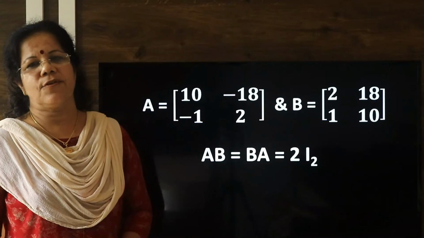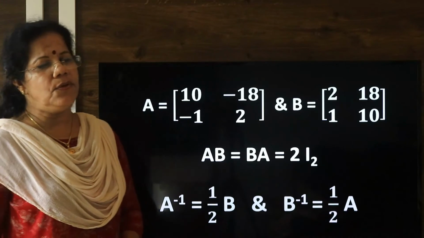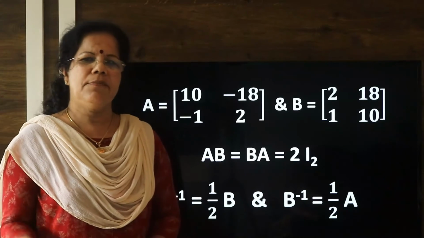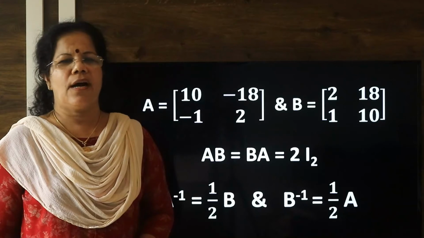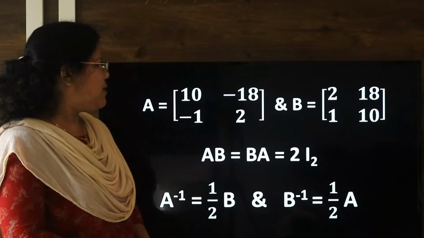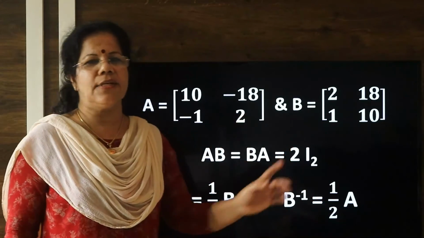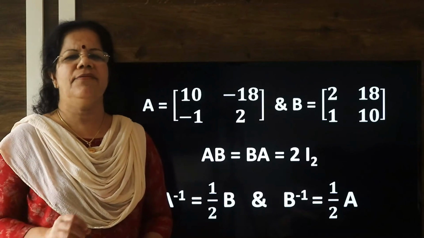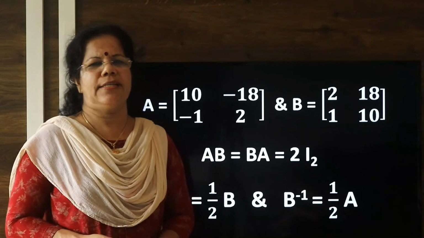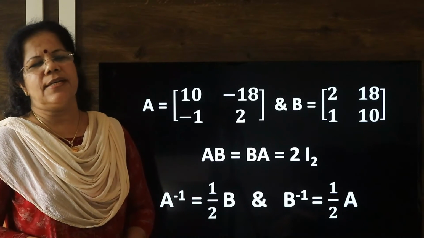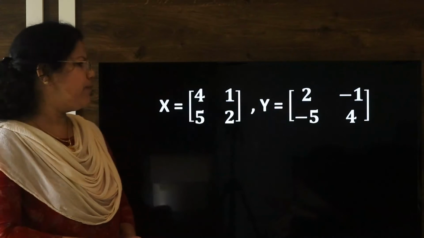So what is the inverse of A in that case? A inverse is equal to half B, and same thing B inverse is equal to half A. In this example, it becomes half of each other's inverse. They are not inverse of each other, but even then we are getting some multiple of I2. Now let us see one more example, X and Y.